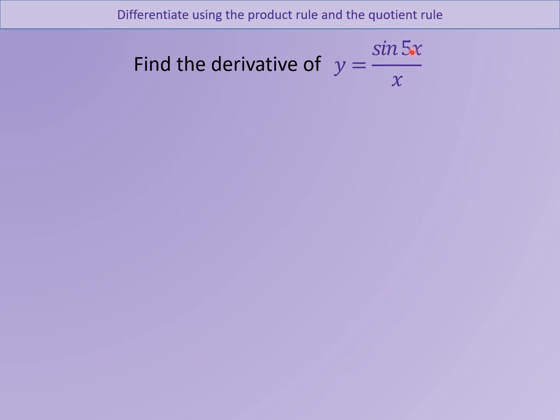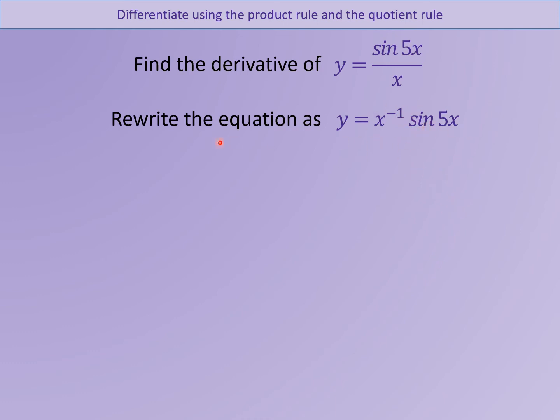Because clearly it's not a product, it's a quotient, because you're doing something divided by something else, you write it as a fraction. So how can you write that as a product? Well, what you can do with over x is write it as x to the minus 1. So if I write it as x to the minus 1 sine 5x, I have now written it as a product with that one times by that one. So why does that help me?